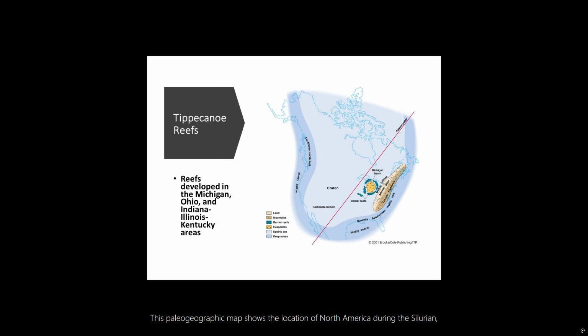This paleogeographic map shows the location of North America during the Silurian in relation to the equator. Note that the Michigan Basin, a restricted basin surrounded by barrier reefs and filled with evaporites, has formed, and the only parts of the craton above water are the Taconic highlands and the adjacent alluvial plain.